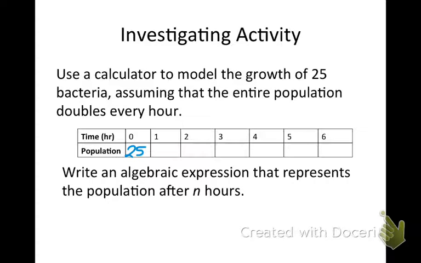Now if it doubles, I think we can all easily double that. What's 25 doubled? 50. Double again. 100. Double again. Double again. Double again. And again. 1600. Good. All right. So let's come up with an algebraic expression that represents the population after n hours.